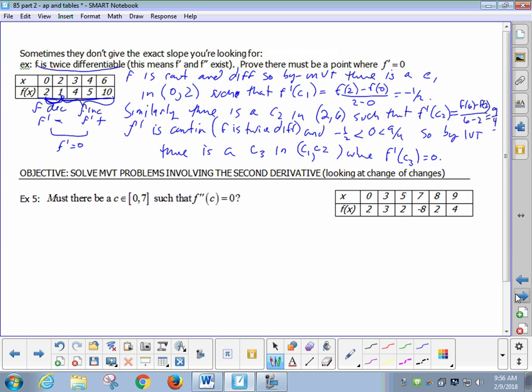Last but not least, I think this is the last one. You've got this table, and this time they're not asking about F prime, but F double prime. Does F double prime have to be 0? I'll give you a second to think about that. Why would F double prime have to be 0?